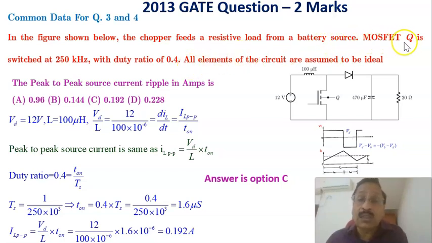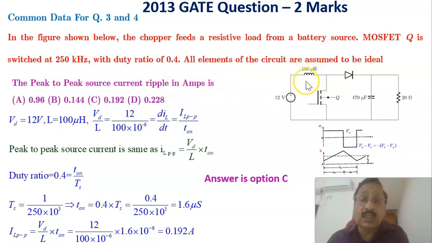MOSFET Q is switched at a frequency of 250 kilohertz. The frequency of this MOSFET switching is equal to 250 kilohertz with a duty ratio of 0.4. That is the on period divided by the total time period, which is called the duty ratio 0.4. All the elements of the circuit are assumed to be ideal. The question is: what is the peak-to-peak source current ripple in amperes?